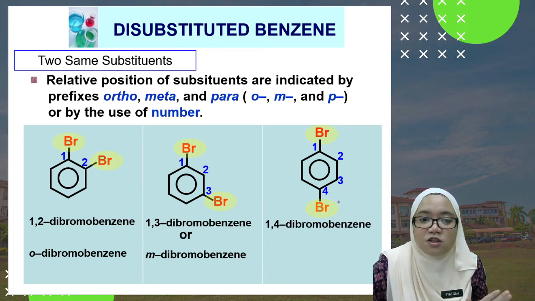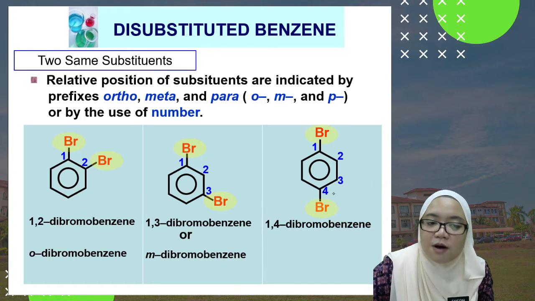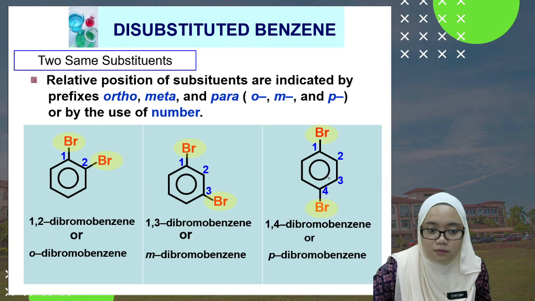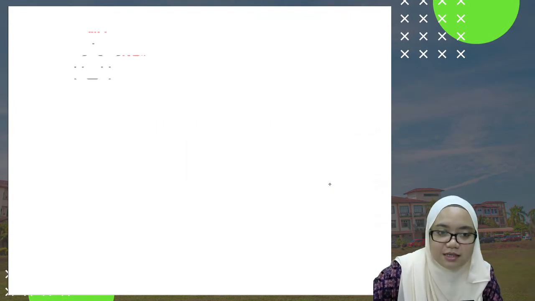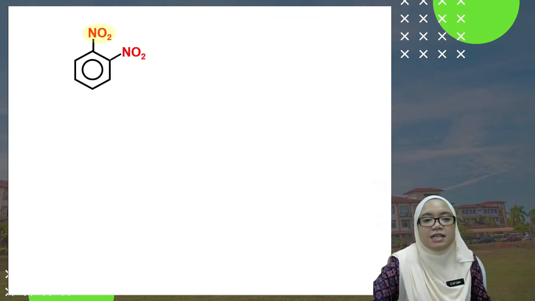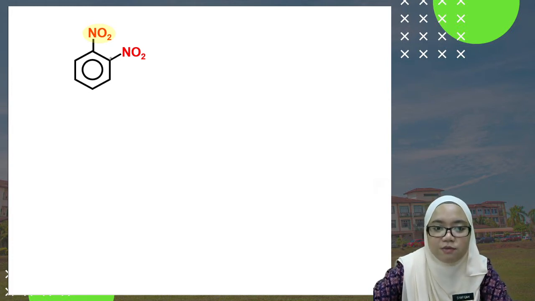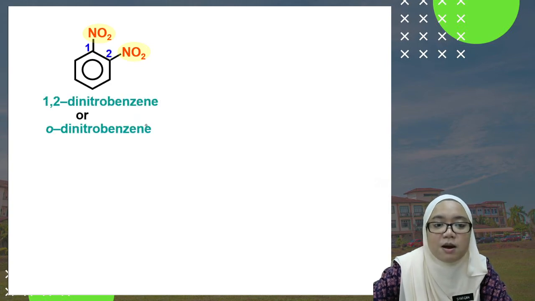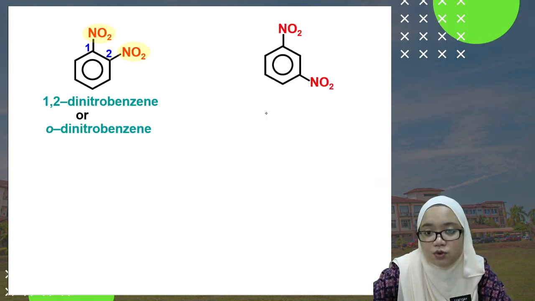But if we use the position substituent, it will be named para-dibromobenzene. Alright, next. Okay, so kat sini kita ada 1, 2, group nitro. So dekat sini kalau kita namakan dia ikut nombor, kita akan namakan dia 1,2-dinitrobenzene. Tapi kalau kita nak namakan dia ikut position, kita akan namakan dia ortho-dinitrobenzene.